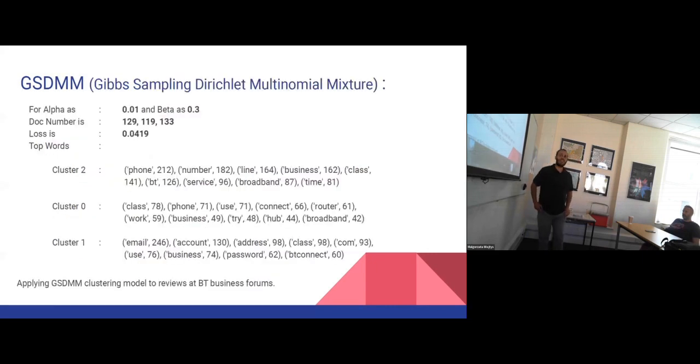And the last challenge for us: when we applied GSDMM, we picked alpha as 0.1 and beta as 0.3. So the document number, or number of tweets out of the whole set, is 129, 119, 133. And this value is 0.041. So if we check these three clusters, we can find that these words are repeated with some numbers. In cluster one, the word phone appears 200 times, number 180 times, line, and so on.